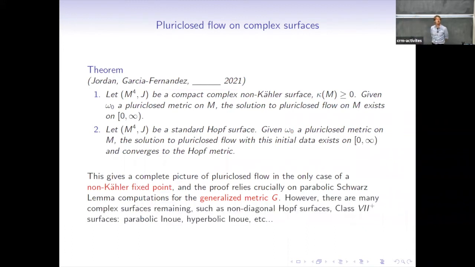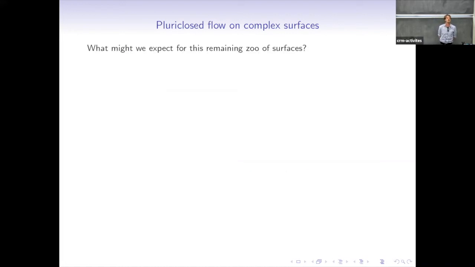Okay. So that's a fairly satisfying picture for some of these complex non-Kähler surfaces that I mentioned, but there's still a lot more. There are non-diagonal Hopf surfaces, class 7 surfaces, parabolic, hyperbolic, etc. There's quite a large scene. So what can we say?